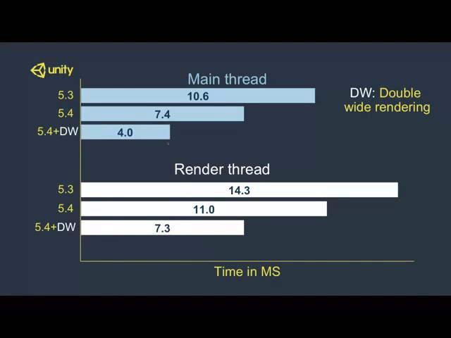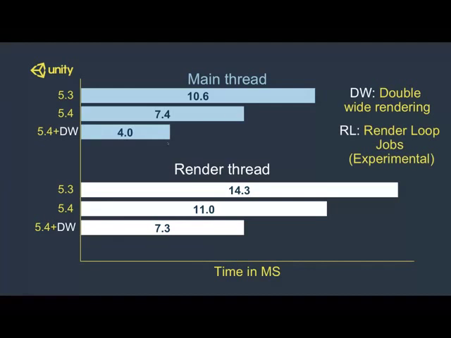So with 5.4 with double wide, actually I was mistaken on the graph. We're down to 4 milliseconds on the main thread, a huge increase in performance there, and then on the render thread down to 7.3 milliseconds. So what's great is now we're well under the 11 millisecond budget, but we can go one further.